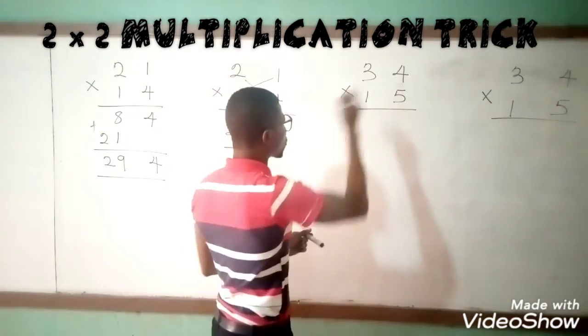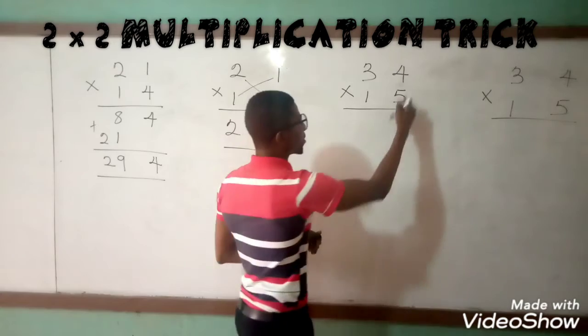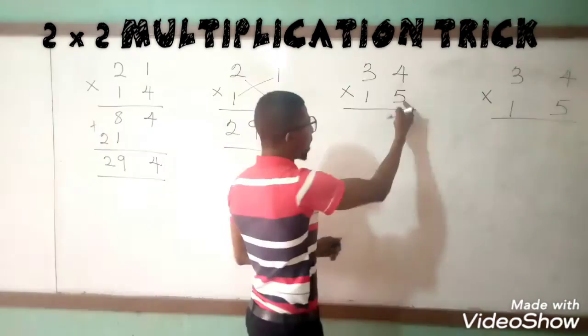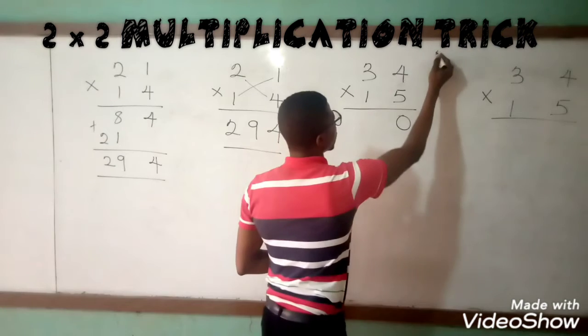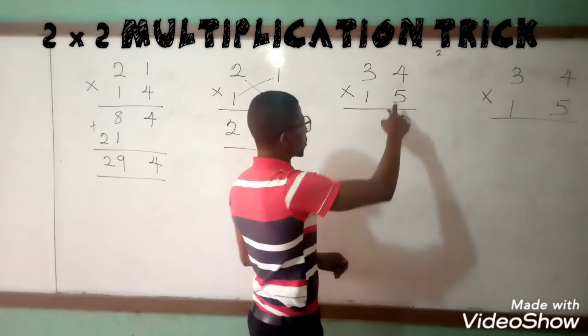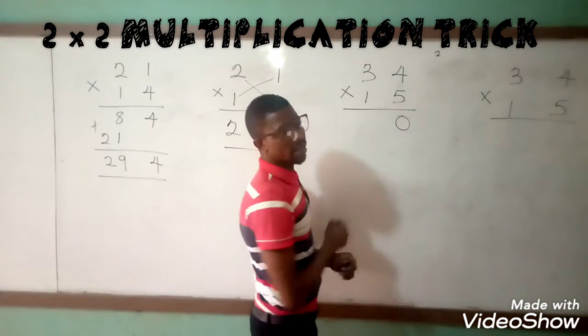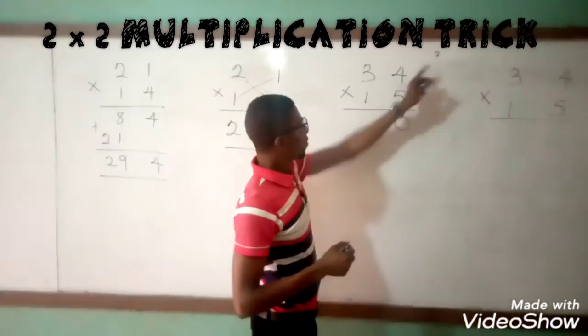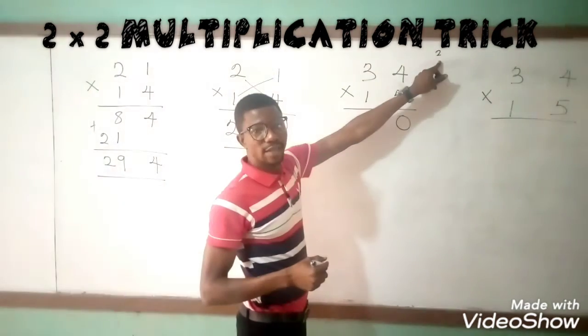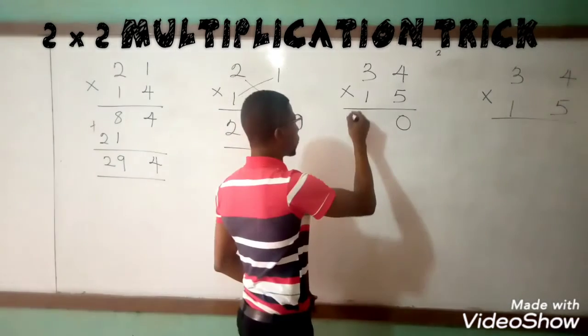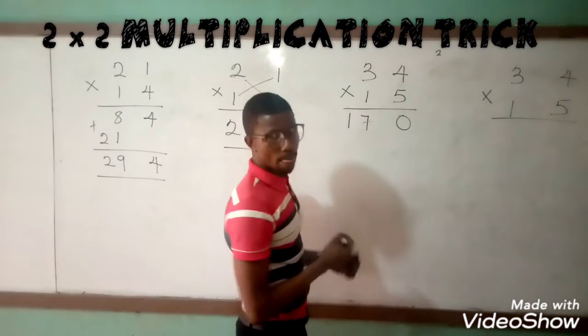Let's look at the second example over here, the one we were taught in school. This times this, 5 times 4 is 20. So 0, remember 2. This times that is 15. So 15 plus 2 gives us 17. So you have 1, 7 here.